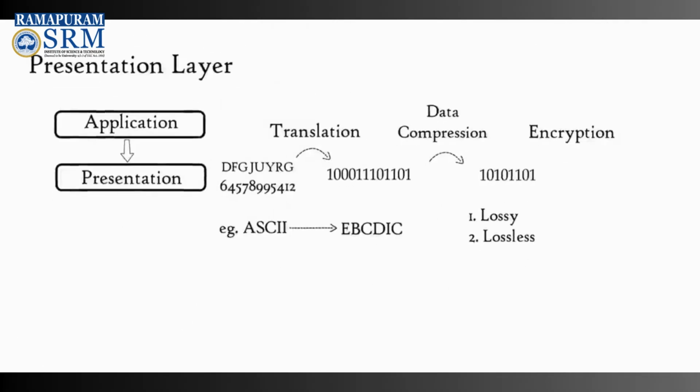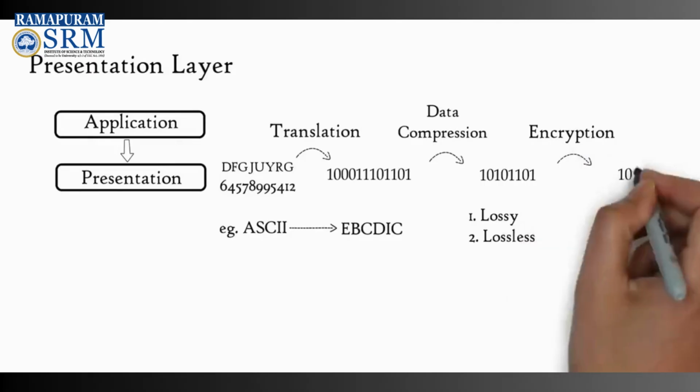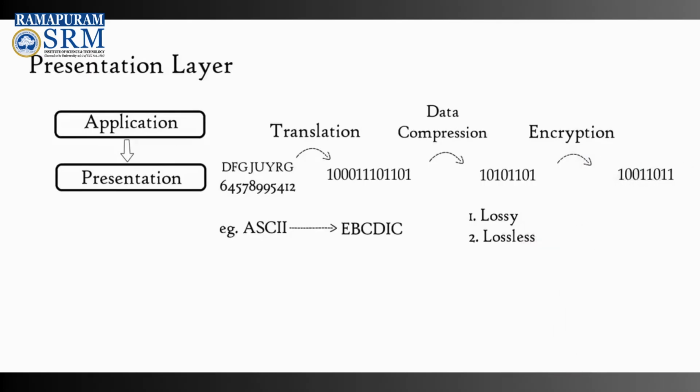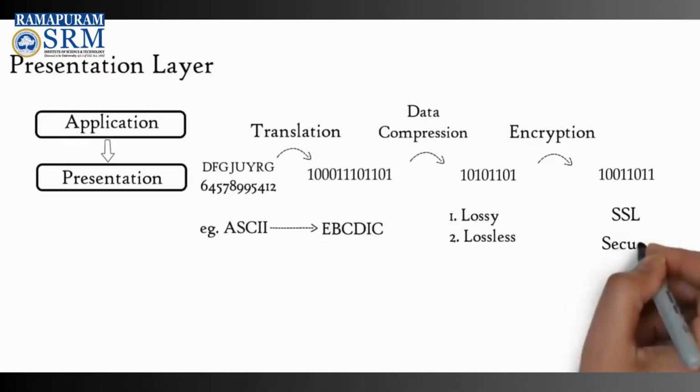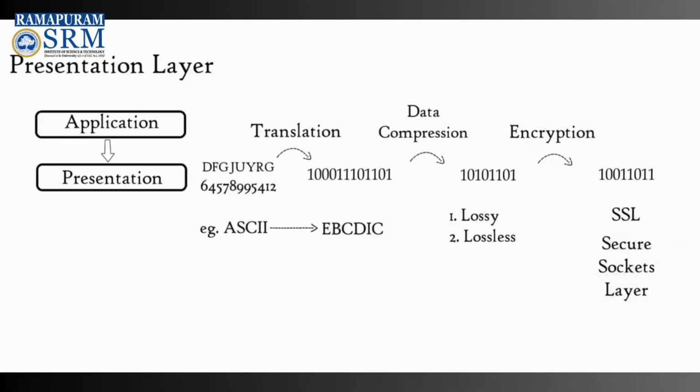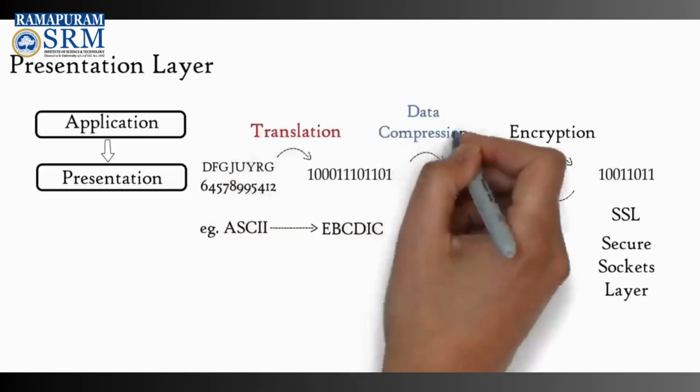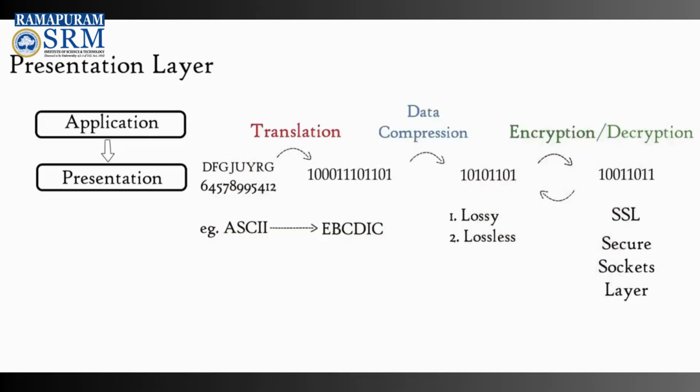To maintain the integrity of data, before transmission, data is encrypted. Encryption enhances the security of sensitive data. At the sender side, data is encrypted, and at the receiver side, data is decrypted. The SSL protocol, or Secure Sockets Layer protocol, is used in the presentation layer for encryption and decryption. So, the presentation layer performs three basic functions: translation, compression, and encryption/decryption.